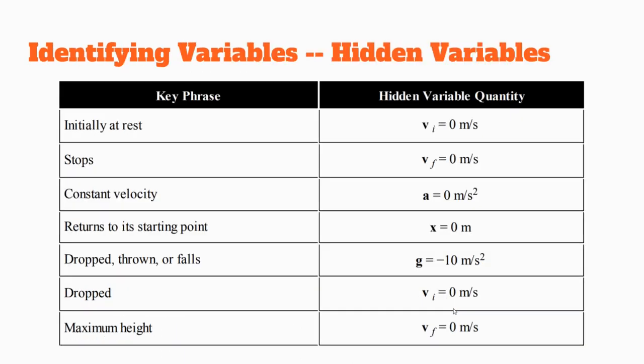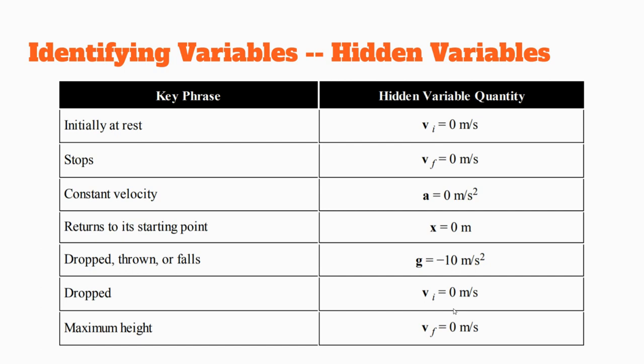And here's our second topic: identifying variables, the hidden variables. Not every question will mention those hidden variables, so we have to know some of them. Questions will also assume that we know them. Without knowing them, we cannot solve any physics problems. So let's start. Initially at rest means initial velocity is 0.